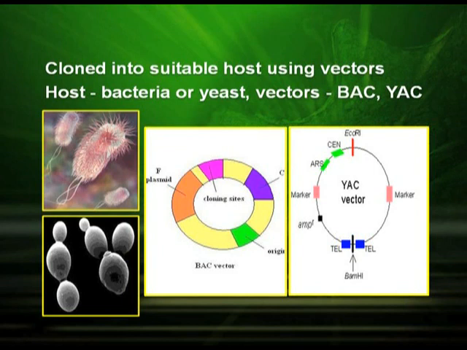The fragmented DNA is then cloned into a suitable host using vectors. The hosts generally used are bacteria or yeast, and the vectors used to carry the genome are BAC, that is bacterial artificial chromosome, or YAC, yeast artificial chromosome. If you look at the picture, it shows E. coli and the yeast, and the BAC and YAC vectors.